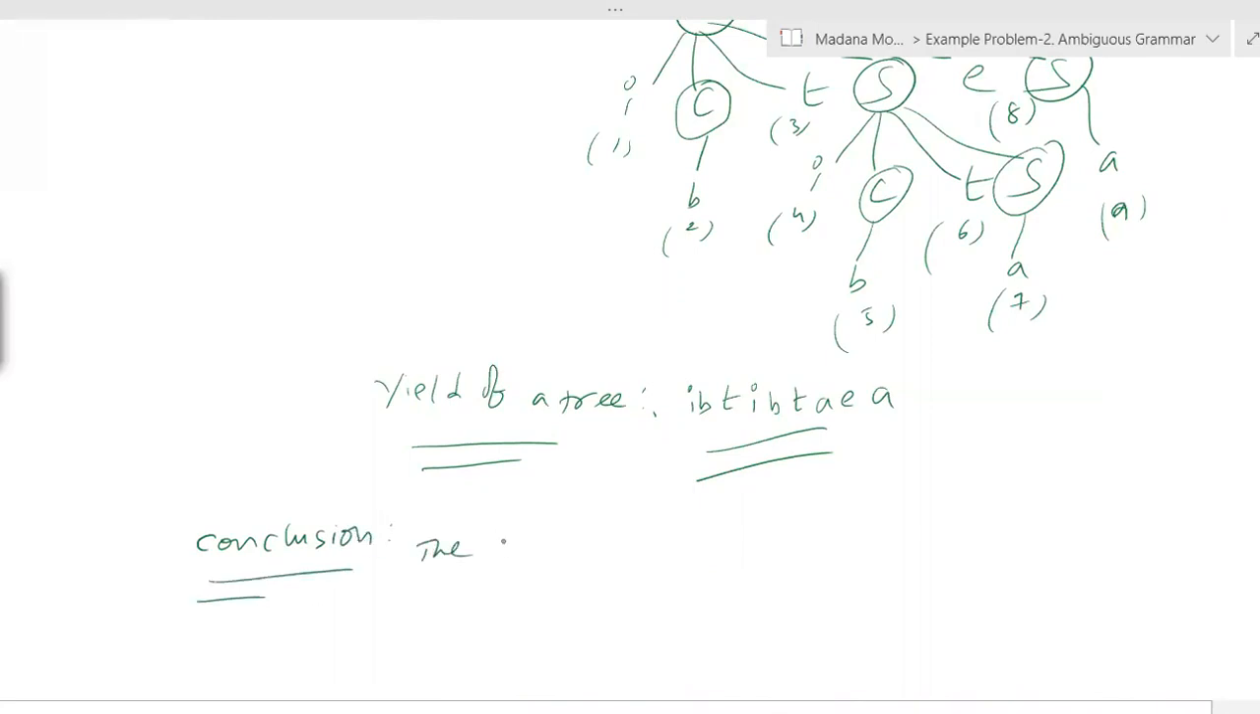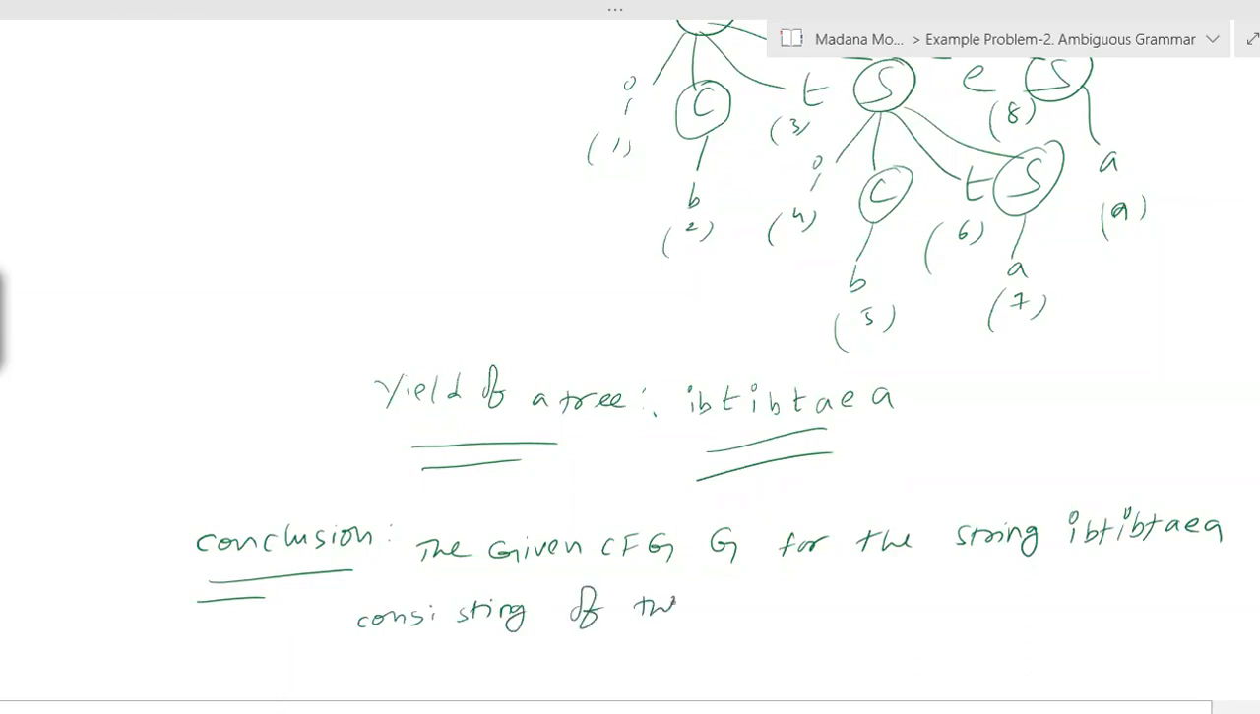Therefore, the given context-free grammar G, for the string IBTAEA, consisting of two leftmost derivations, G is an ambiguous grammar. So this is the conclusion.